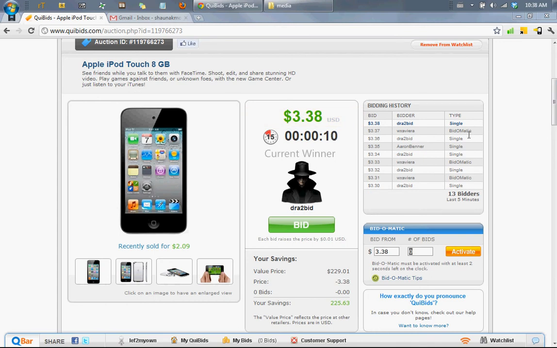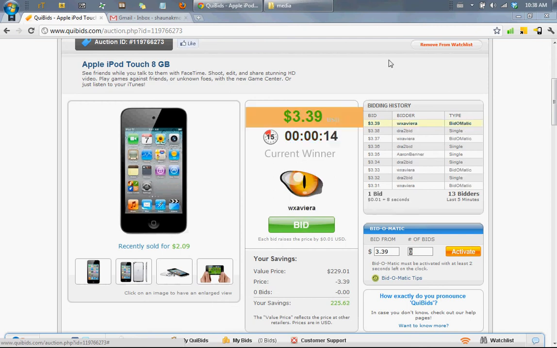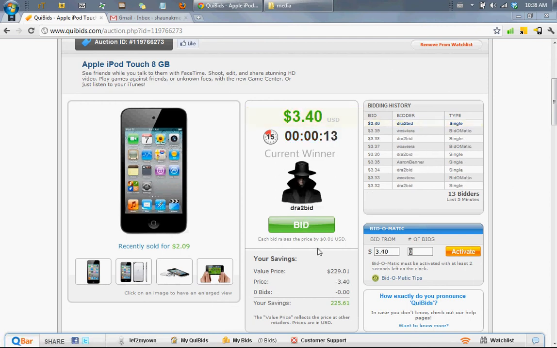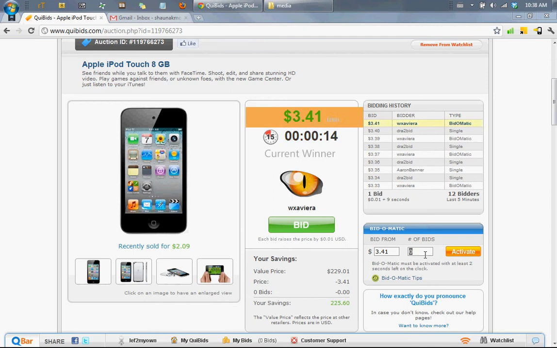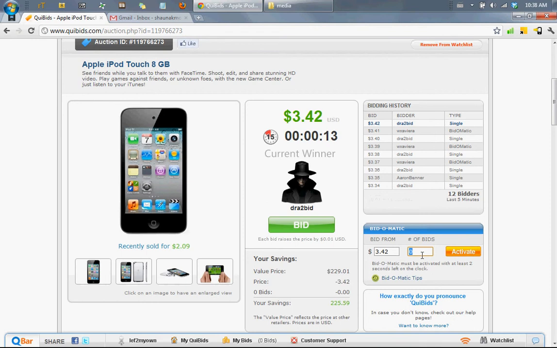You'll see over here there are single bidders, which is when someone presses this button manually, and there are bid-o-matic bidders who are probably still looking at this auction, but they want the computer to bid for them. You can place right here anywhere from at least 3 bids, all the way up to 25 bids at most, for the computer to bid for you.